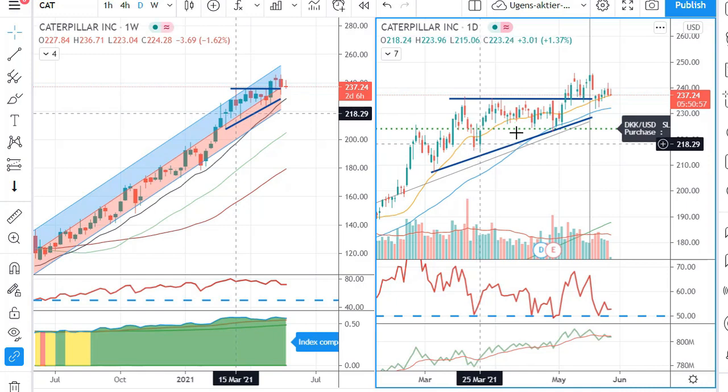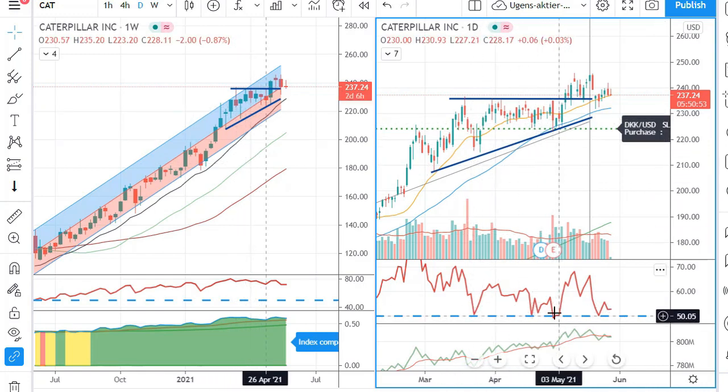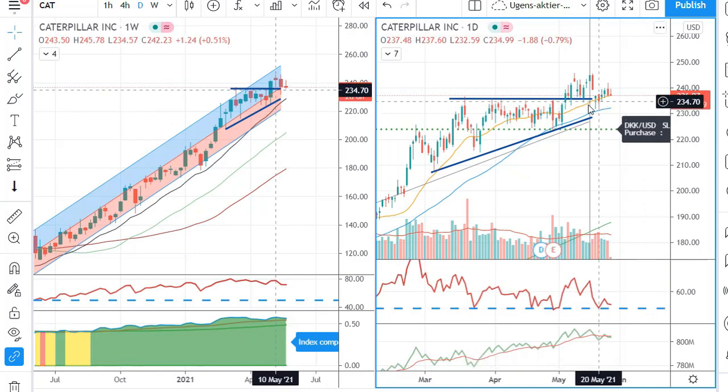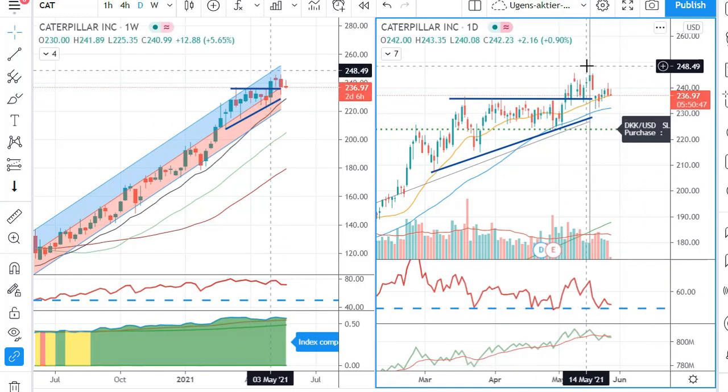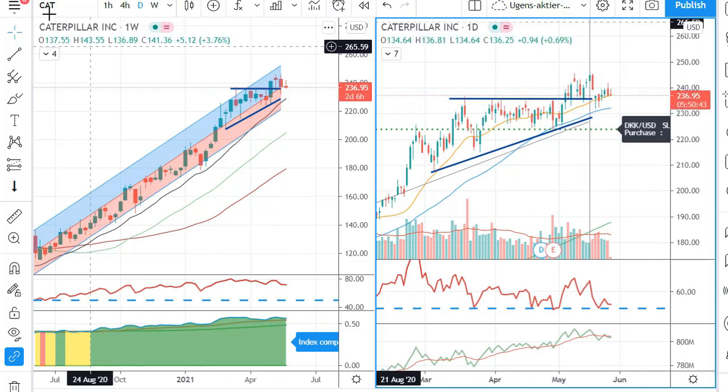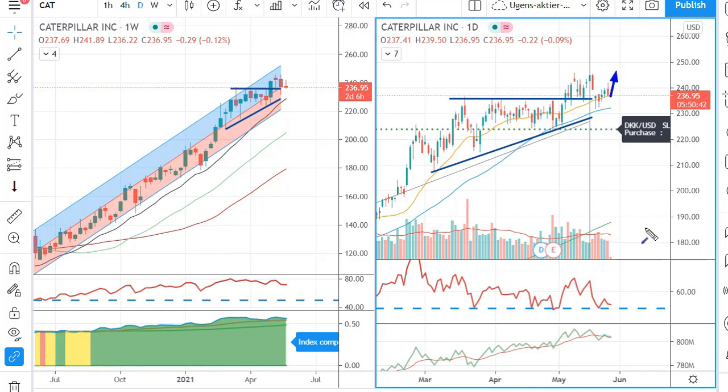We can see that every time it drops down here, the RSI is just dropping down to the 50 line, which is exactly what I like to see on a daily chart. Then we see the break up here. We see a bit of a retracement. If I were to enter Caterpillar now, we should see a good green day with some good volume down here. Then I would be a happy buyer of Caterpillar.